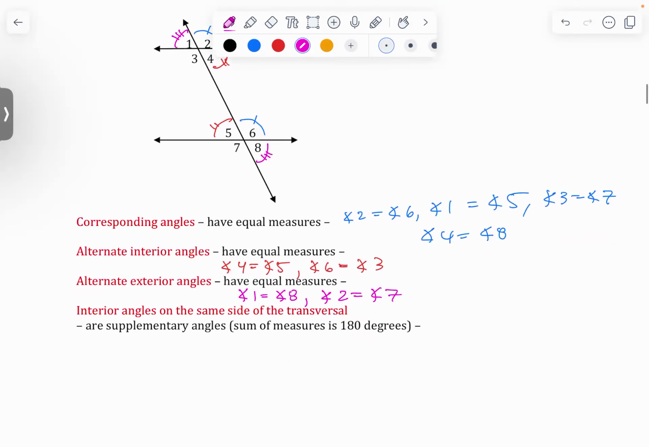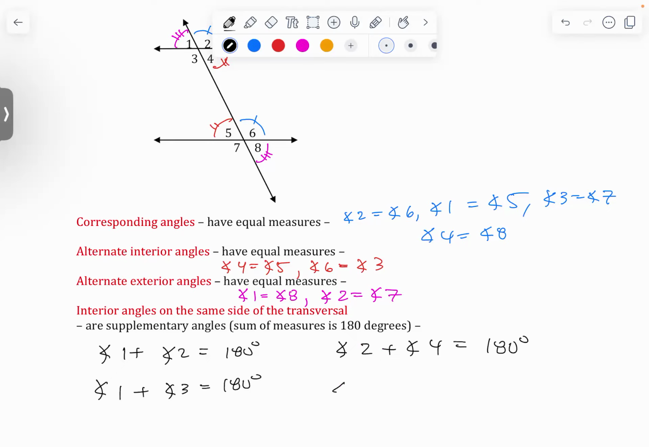And then lastly, angles on the same side of a transversal are supplementary angles. They sum to 180 degrees. So, for example, angle 1 plus angle 2 equals 180 degrees. Angle 1 plus angle 3 equals 180 degrees. Angle 2 plus angle 4 equals 180 degrees. And angle 3 plus angle 4 equals 180 degrees.